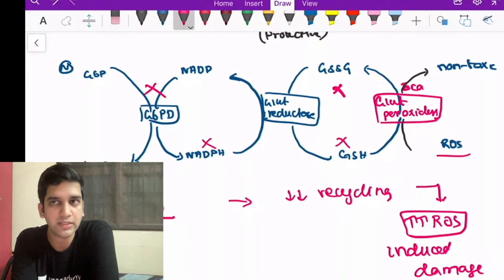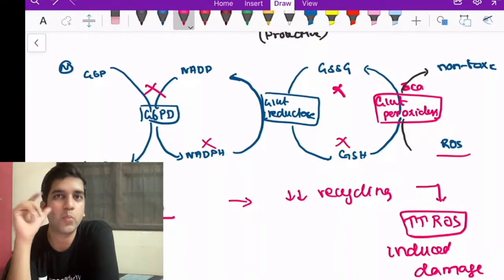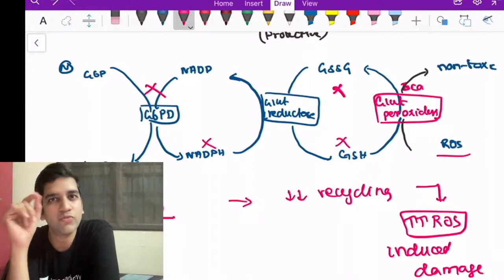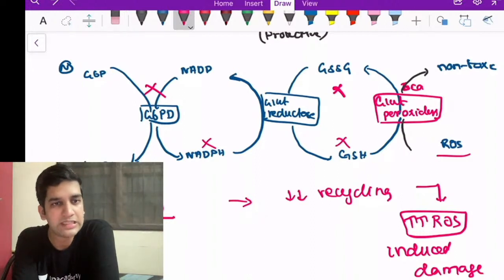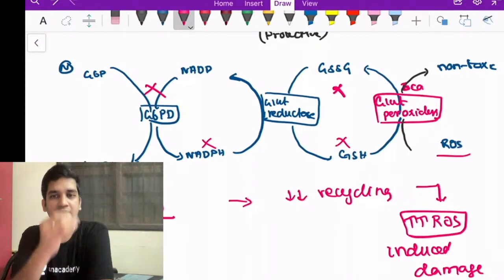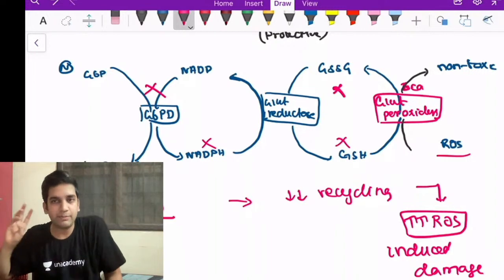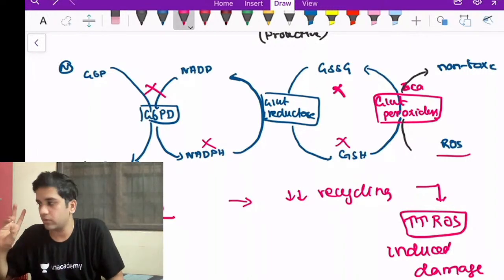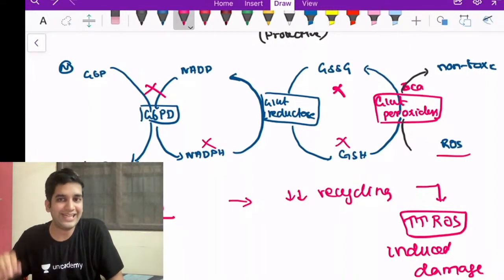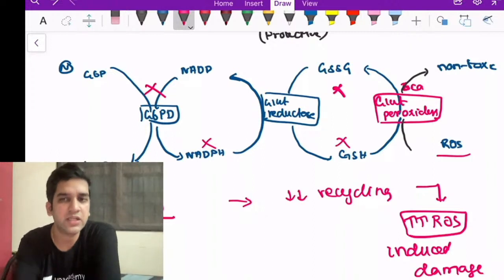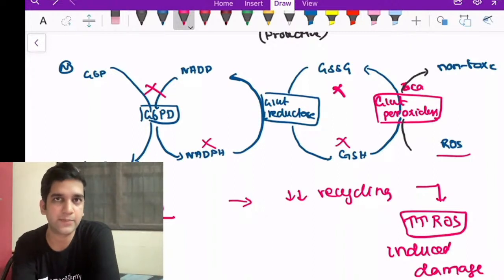So if I know this, I will also be able to easily tell what will happen to the RBCs, because we know free radicals kill a cell in the same way. Almost always it will be in the same way only. So what happens in the same way: you have lipid peroxidation, you have protein denaturation, you have DNA damage, right? These are the three ways by which free radicals destroy a cell.